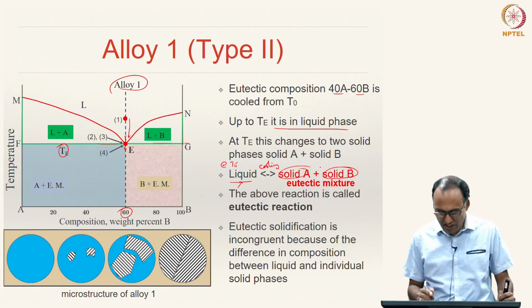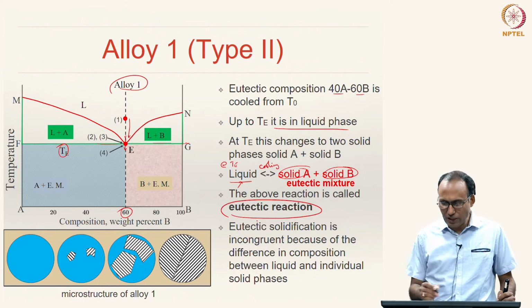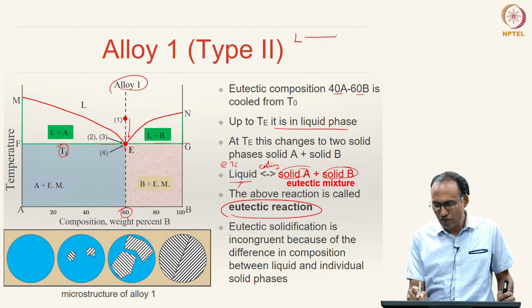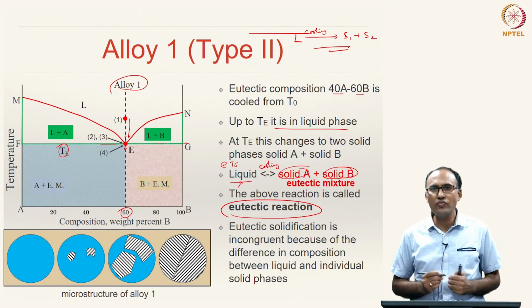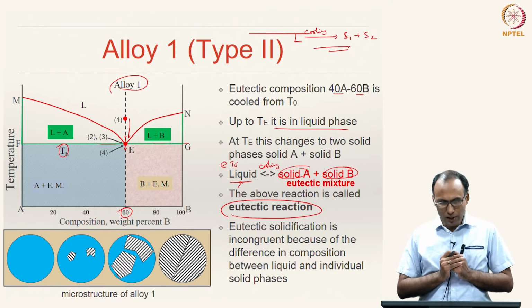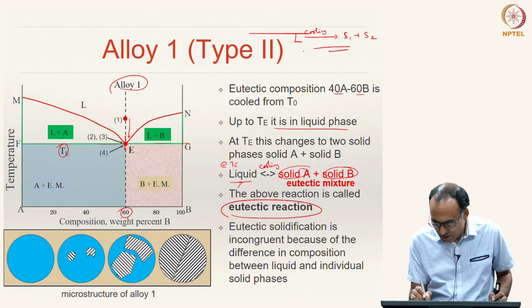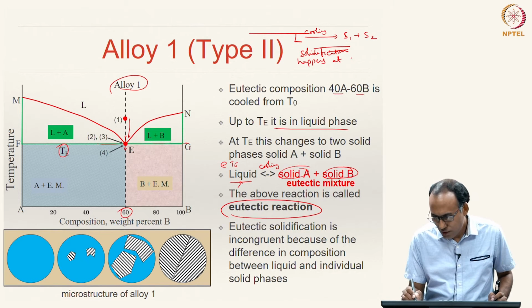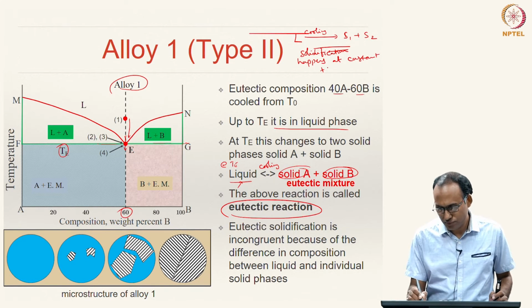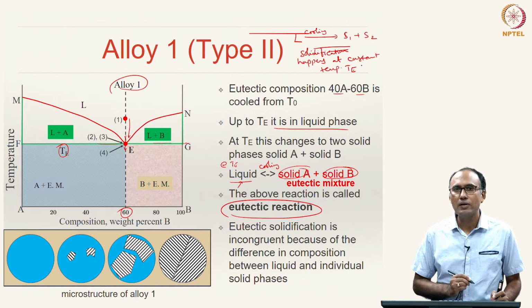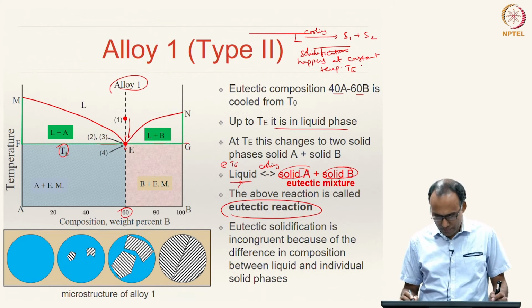How is such a reaction called? It is called a eutectic reaction. So, what happens in a eutectic reaction? A liquid upon cooling will transform to two solids, solid 1 plus solid 2. That is the definition of a eutectic reaction. And please note that this eutectic reaction happens at constant temperature. That means this solidification happens at constant temperature, that is TE. At that particular temperature the solidification happens.